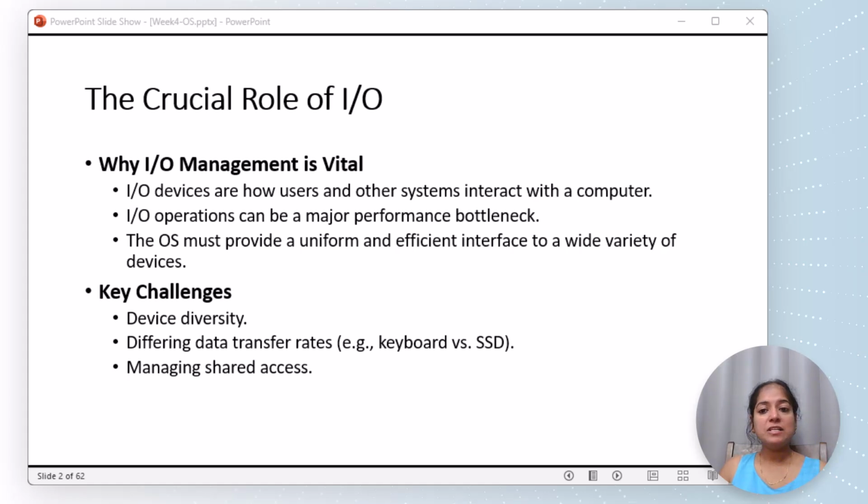The key challenges in using input output devices are device diversity, like we have different types of devices: printers, disks, GPUs, keyboards, etc. Different speeds, since every device has a different speed. And shared access, where multiple applications may want to use the same printer or hard disk simultaneously.